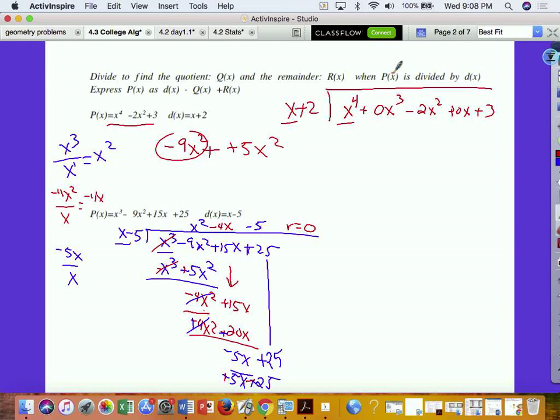x to the fourth column, x to the third, x to the second, x and 3. So x to the fourth divided by x is x to the third. Now we multiply x to the third times the entire divisor. x to the fourth plus 2x cubed.